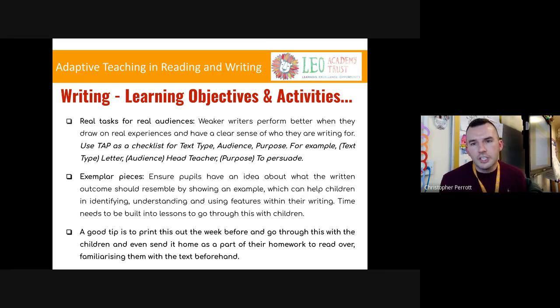Something that I've tried this year and last year is getting children to actually draw out what they think a letter or what a diary entry or what a newspaper should look like. Quick sketches allows them to actually think about what they should be doing and organising their ideas.